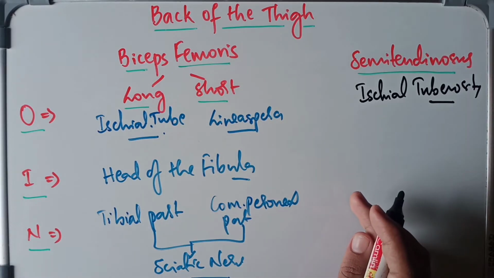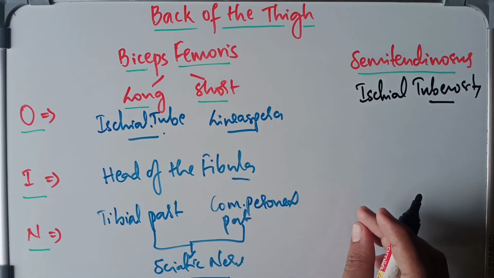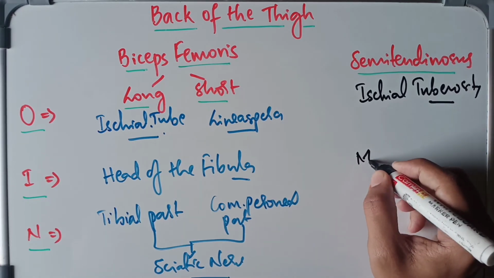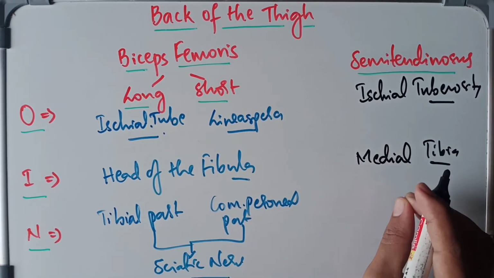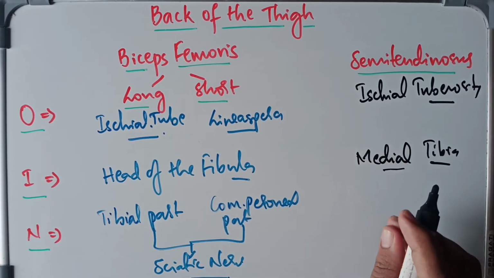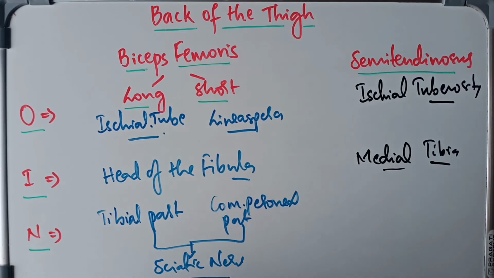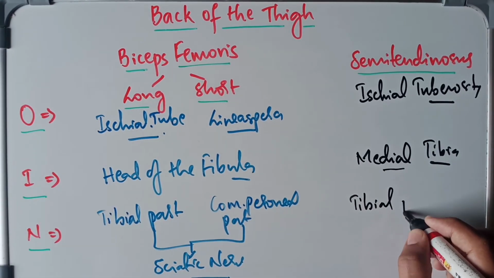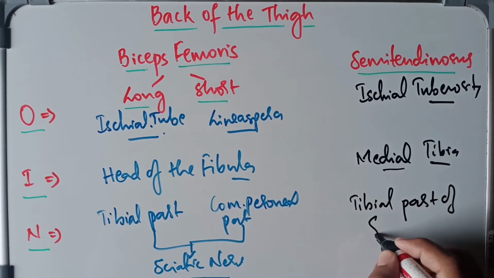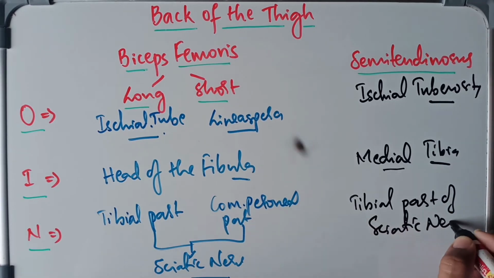And finally, where is it inserted? It is inserted into the upper part of the medial surface of the tibia. Just remember medial tibia. And what about the nerve supply of the semitendinosus? Nerve supply is by the tibial part of the sciatic nerve. We have the sciatic nerve, right? Tibial part of the sciatic nerve supplies the semitendinosus.